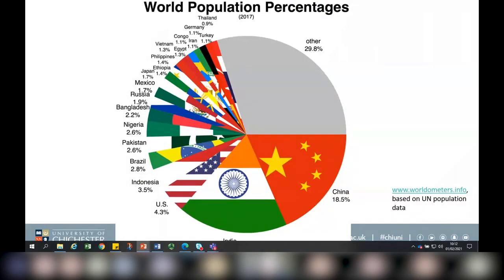Okay, so just to put it into perspective, world population percentages. This was based on 2017, but hasn't changed significantly since then. But the UK isn't even on the map. We're so tiny. You can see the biggest populations are India and China. The biggest population in Europe is Germany, and Germany is on there. So you'll start to see that in the future, the UK becomes smaller in terms of population as other countries grow.